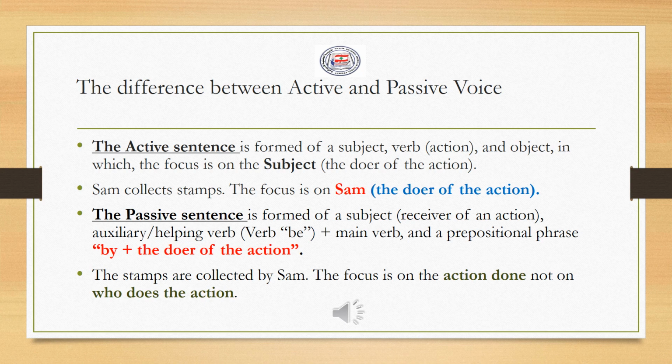On the other hand, in the passive voice, the sentence is formed of a subject that is a receiver of the action, an auxiliary or a helping verb to be in its different forms, plus a main verb, and a prepositional phrase formed of by plus the doer of the action. Let's have a look at the given example. The stamps are collected by Sam. The stamps, as we can see, is the subject of the sentence, but it's not the doer of the action. So the focus here is on the action done, not on who does this action.